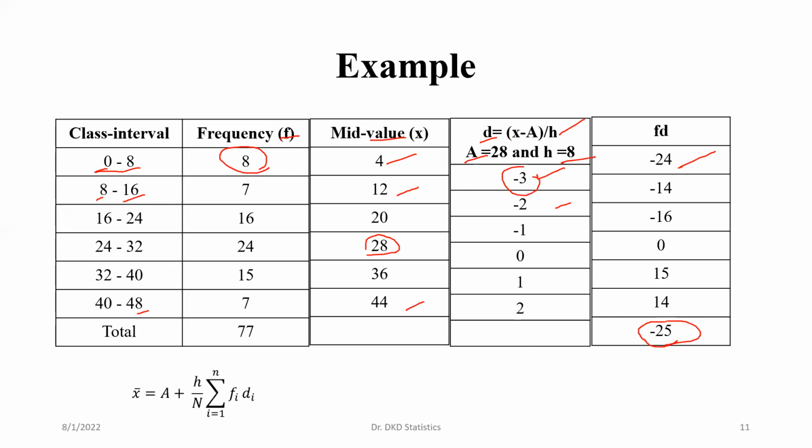Now we'll put in the formula: x bar equals a plus h by n times the summation of fi di, i equal to 1 to n. We'll put all the values here and get the x bar. So this is the simple method for arithmetic mean calculation that we can use for grouped data.